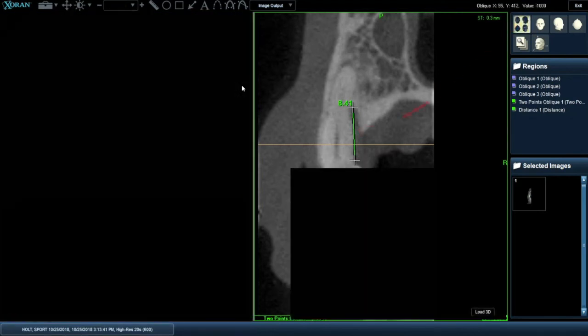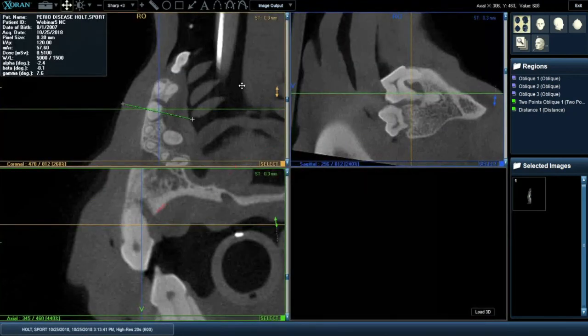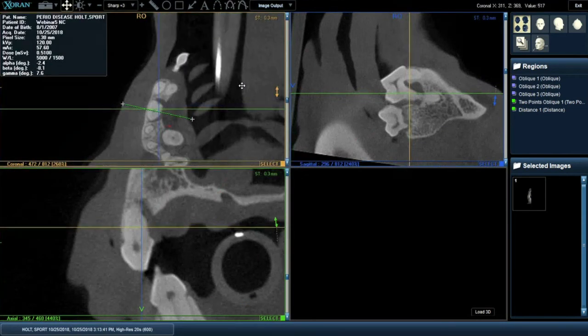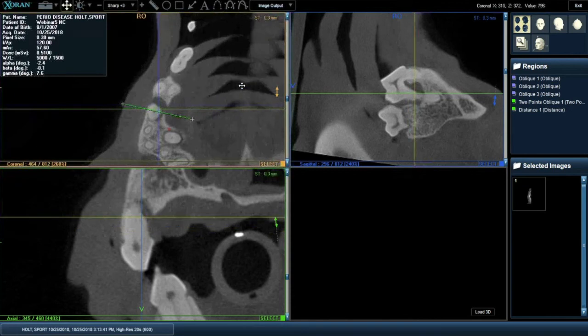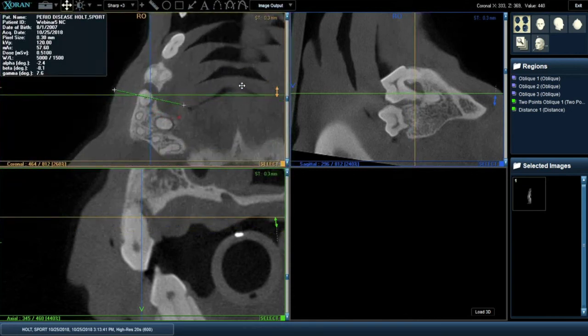This sort of technology now helps us clearly decide what we're dealing with way before we go into the surgery, at a point where we can make a decision prior to entering the procedure.